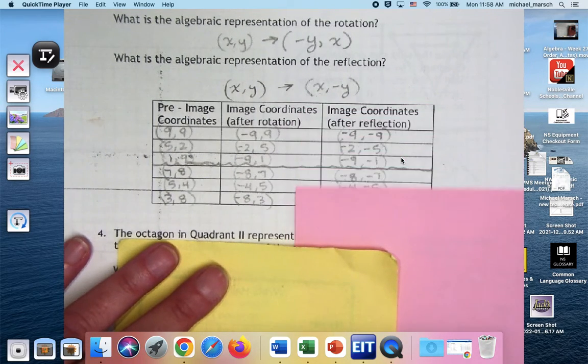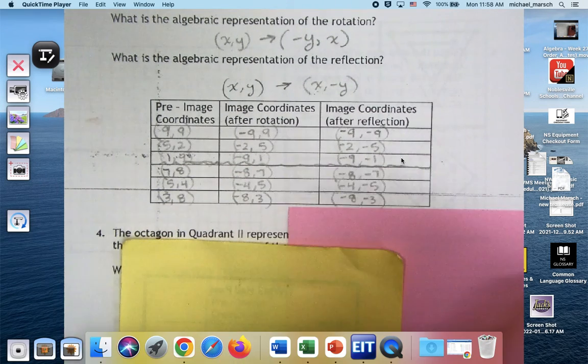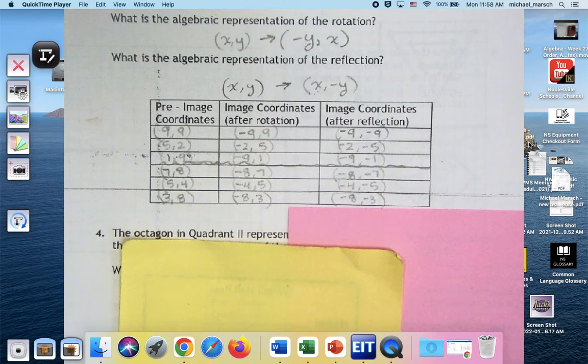So your third column should look like this. Once you have those 6 new points, go ahead and plot them on the coordinate plane. Now remember we rotated and then reflected, so the triangle is going to be going in a different direction.